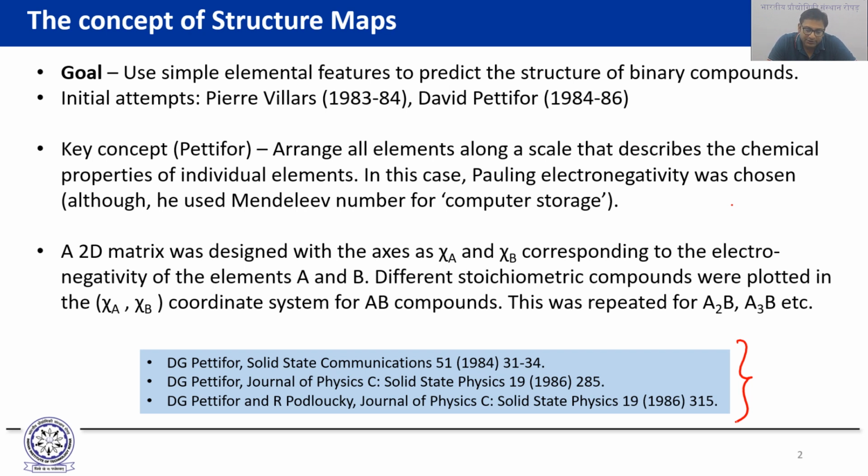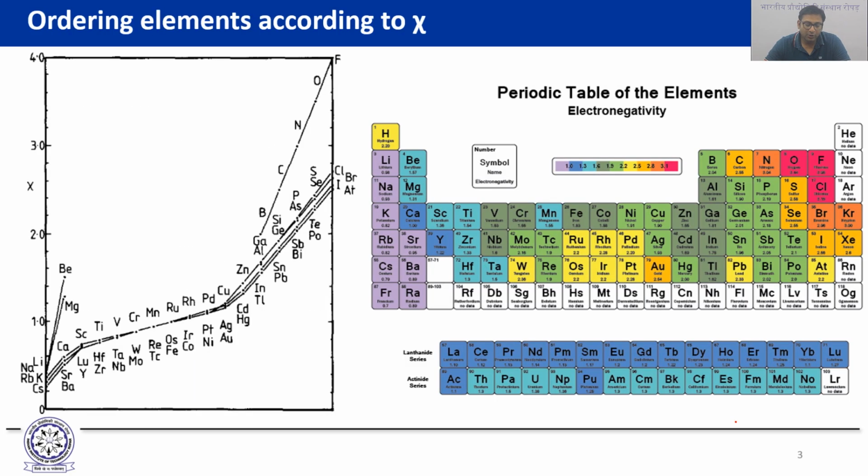In case someone is interested, you can pause the video and take up these references and go deeper into them. Now, what is interesting is if you start ordering the elements on the y-axis, we have got chi, which is basically your Pauling's electronegativity. And then after that, what we do is we simply start going across the period and we start ordering the elements according to their electronegativities.